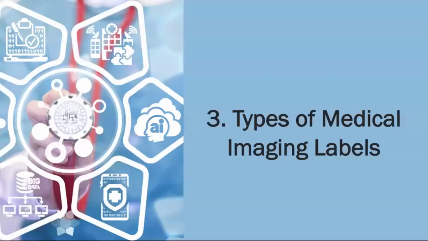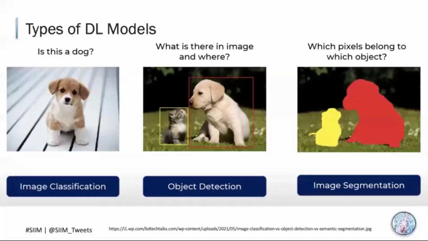Now that we've talked about developments in medical imaging labeling, let's review different types of medical imaging labels. There are 3 basic types of deep learning models, each of which will require its own type of label. The first is an image classifier, which asks a model to classify an image into one of 2 or more categories. The second is an object detector, which asks the model to identify specific objects in an image. And the third is a segmentation model, which asks a model to identify specific objects or items and outline that item of interest.